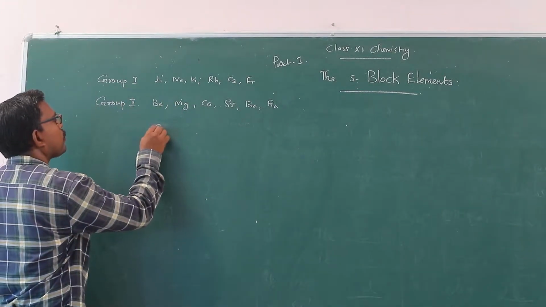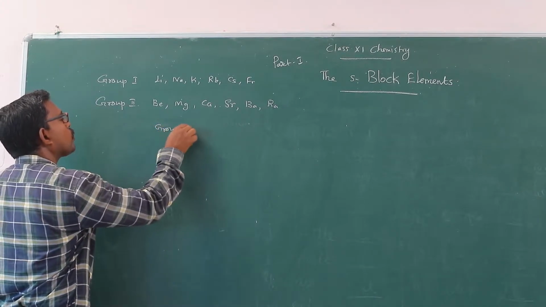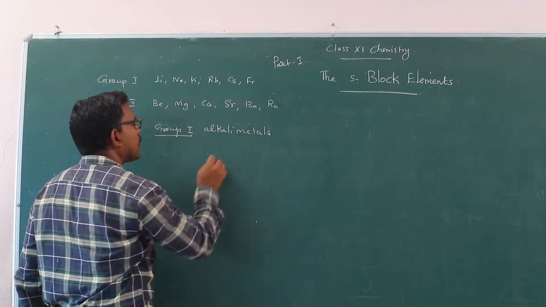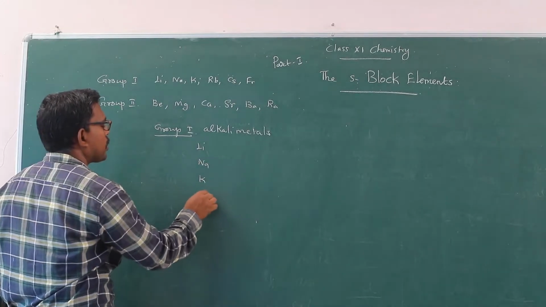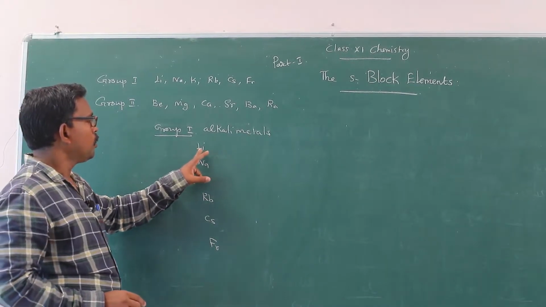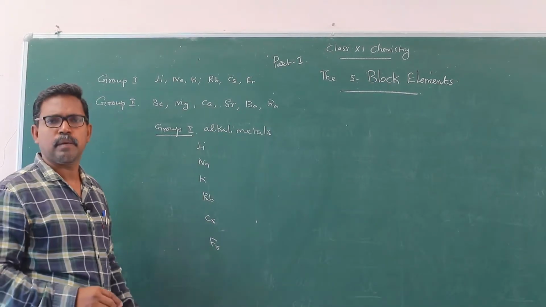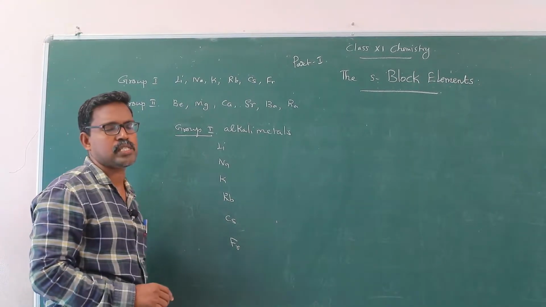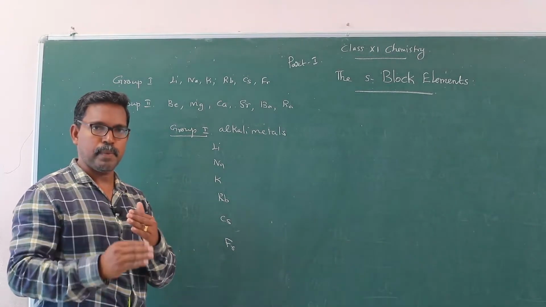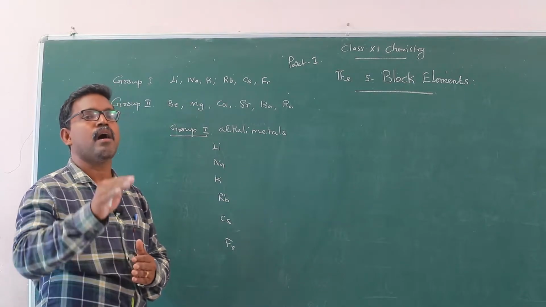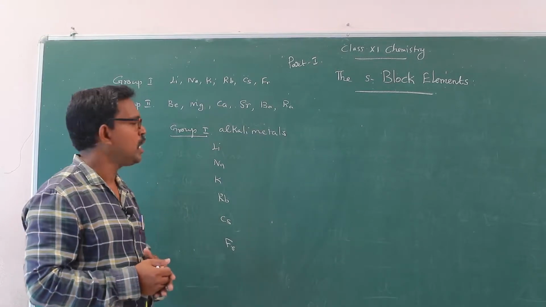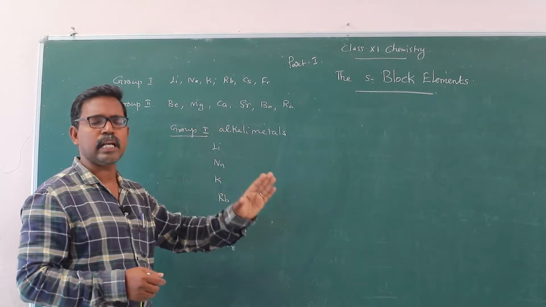First of all, group 1 elements. Group 1 elements are called alkali metals: lithium, sodium, potassium, rubidium, cesium and francium. Alkali refers to plant ashes. The plant ashes consist of the majority of these elements, existing in the form of hydroxides, sodium hydroxide and potassium hydroxide. Therefore, they are referred to as alkali metals.